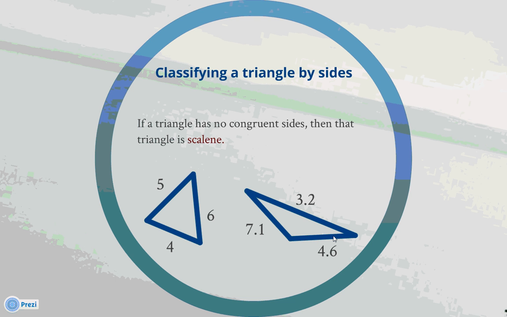If a triangle has no congruent sides, then that triangle is scalene. If you look here, you have this triangle with 4, 5, and 6 on the sides. 3.2, 4.6, 7.1, those triangles have no sides in common, so we'd call that triangle scalene.